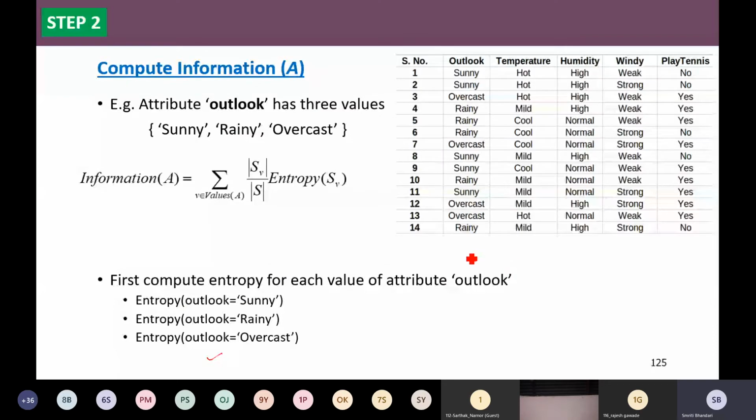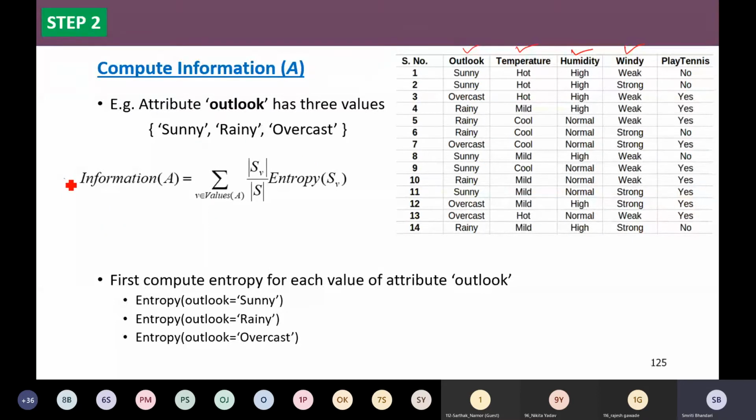So how many attributes are we having? We are having 4 attributes. Which are those 4 attributes? Outlook, temperature, humidity and windy. For all those 4 attributes, we are going to compute the information. So let us pick first attribute, say outlook. This outlook attribute is having 3 values: sunny, rainy and overcast.